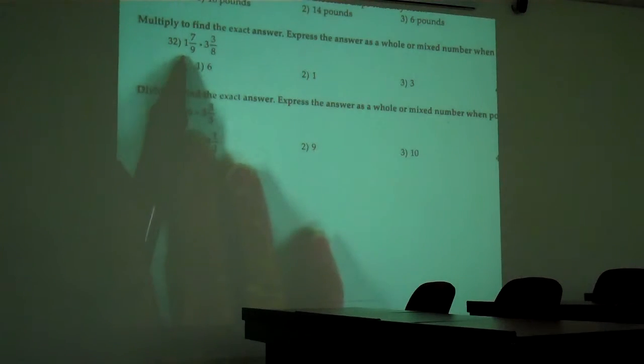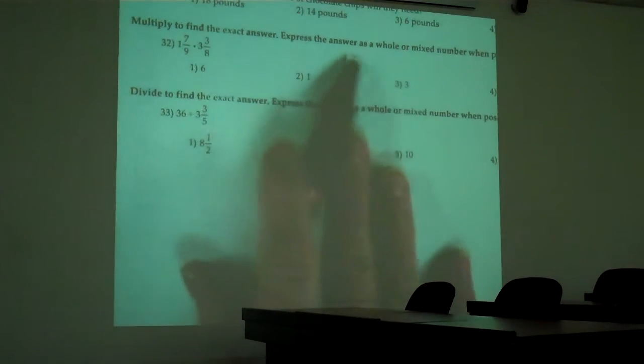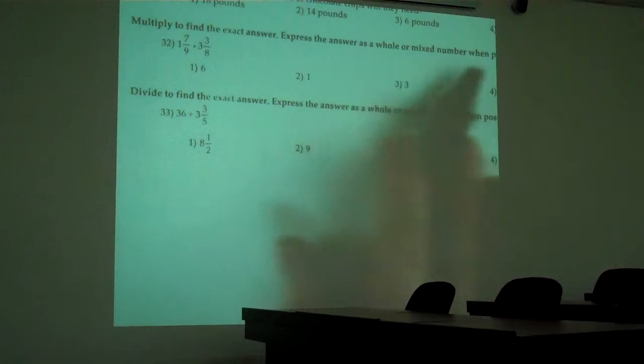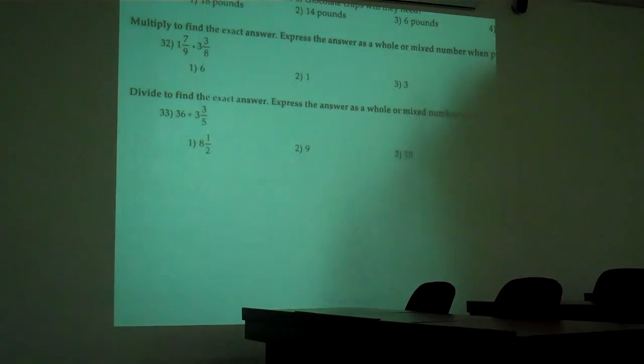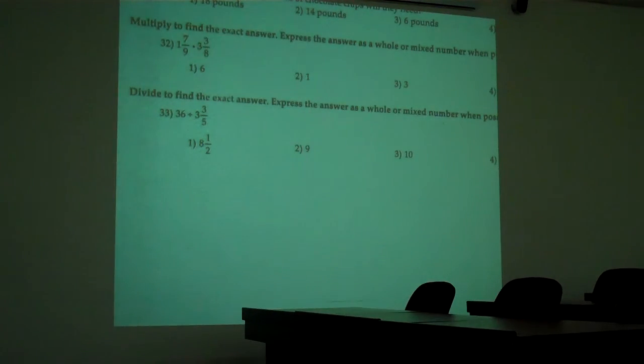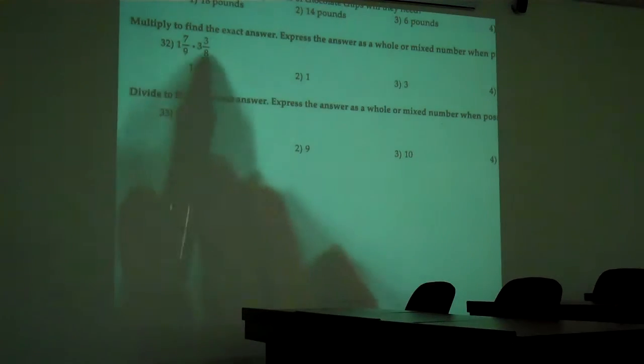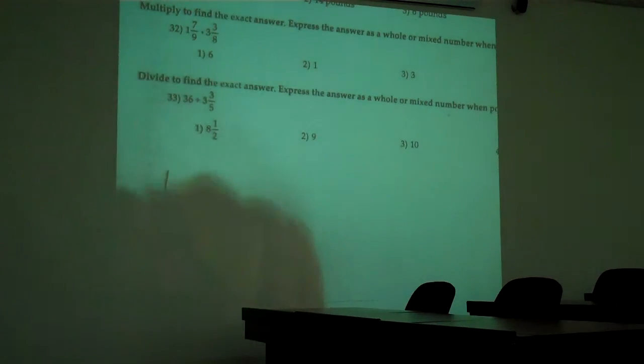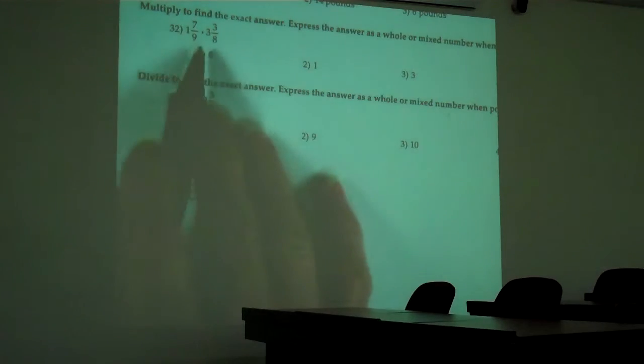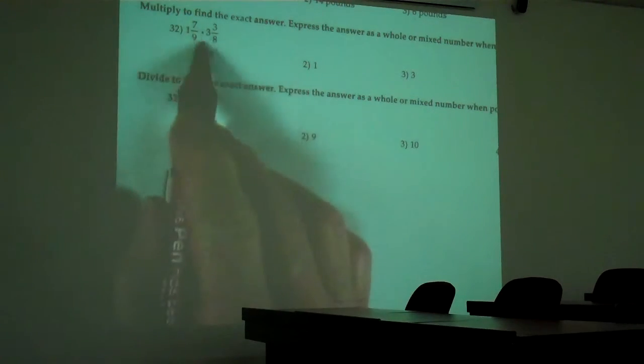Multiply to find the exact answer, and then express the answer as a whole or mixed number when possible, and simplify. So make sure you simplify all the way. To multiply mixed numbers, we have 1 and 7/9 times 3 and 3/8.